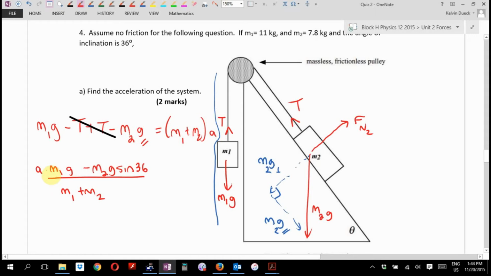So now I can plug and chug. The acceleration equals, what was M1? 11 times 9.8 minus 7.8 times 9.8 cos 36. Cos, Mr. Dewick? Sine? Of course it is. No, sine, Mr. Dewick.